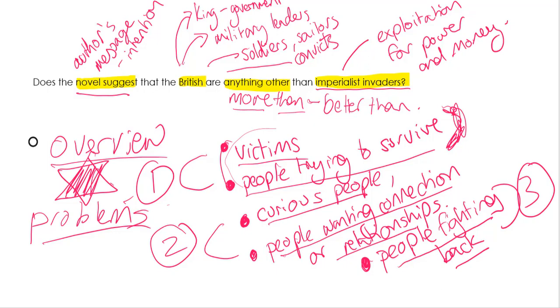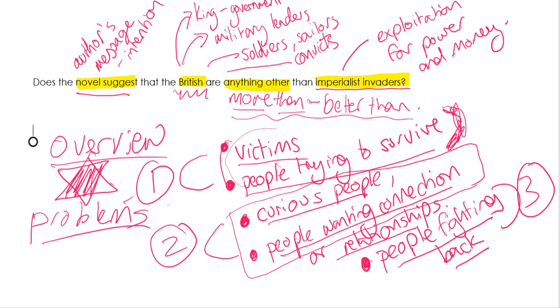Okay, so my second paragraph, I am going to look at an aspect of some of the British where they are more than invaders, where they do something else. I'm going to look at the way that Grenville represents them as being people who are curious, people who are desirous of some kind of connection to the Indigenous people that they see. They want to communicate with them, learn more about them. They're curious.